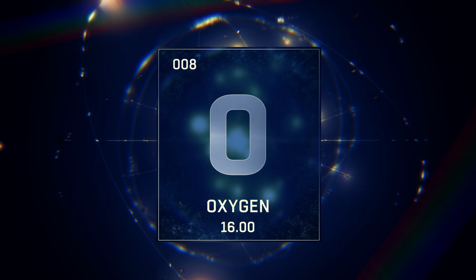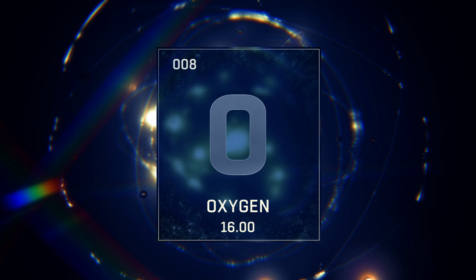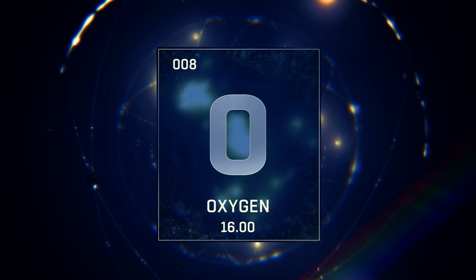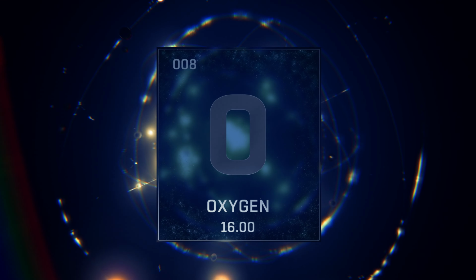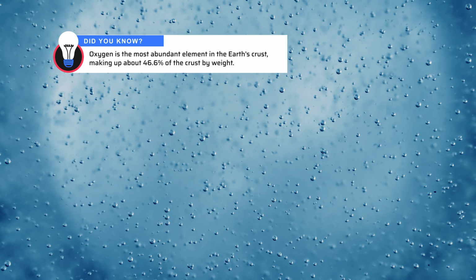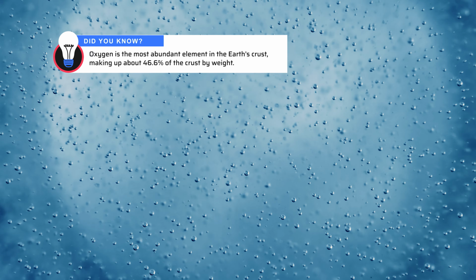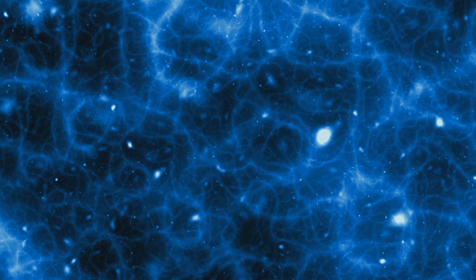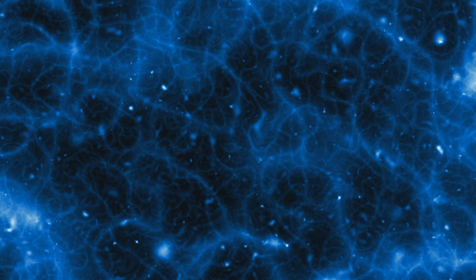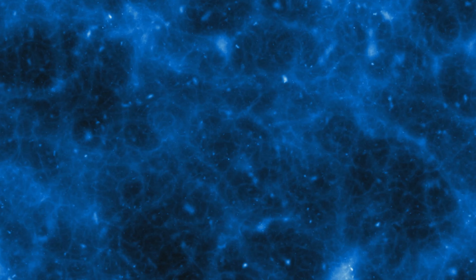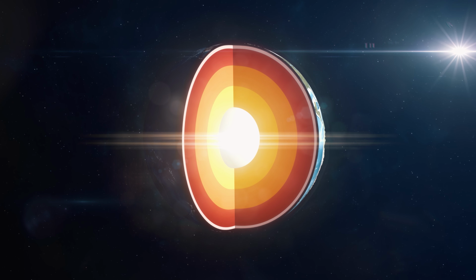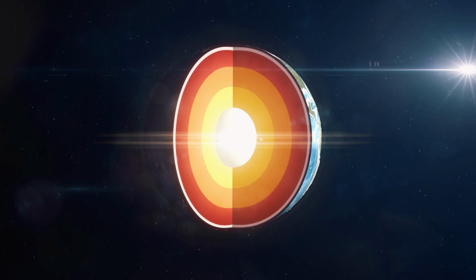Oxygen is a chemical element with the symbol O and atomic number 8. It's a member of the Chalcogen group on the periodic table, a highly reactive non-metal, and an oxidizing agent that readily forms oxides with most elements as well as other compounds. Oxygen is the third most abundant element in the universe after hydrogen and helium, and it makes up about 46.6% of the Earth's crust by weight.